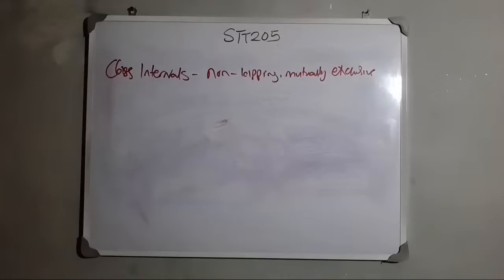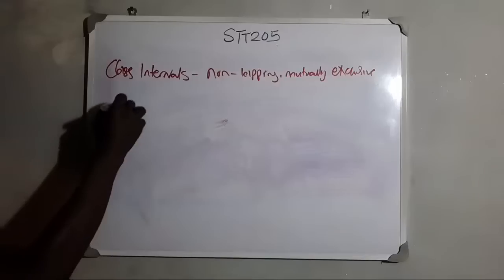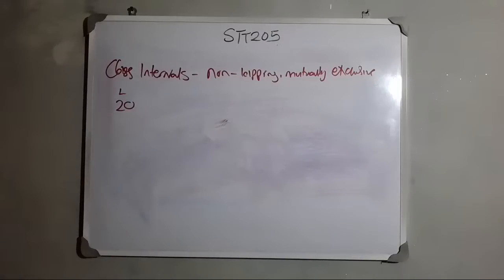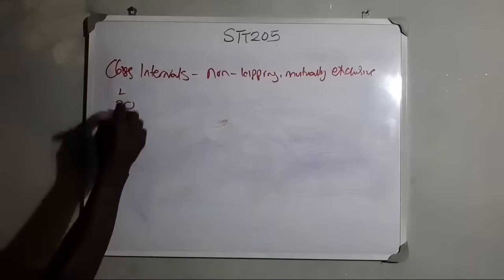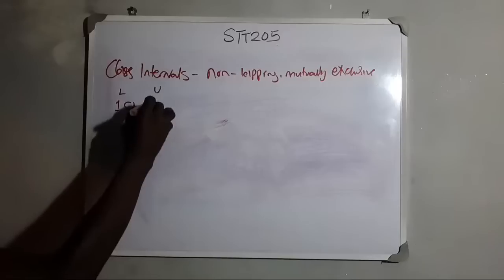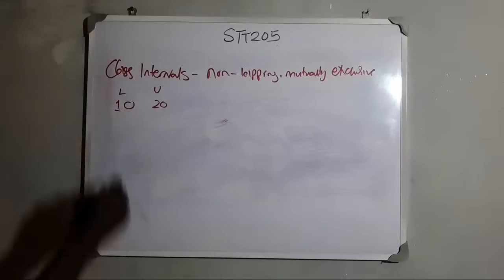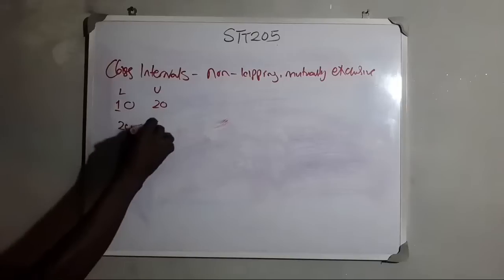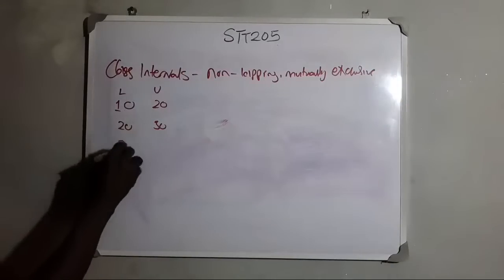Now we also have class limits. There are two sides to it: the lower and the upper class limit. For example, if we take 10 as the lower class limit, then the upper class limit could be 20. Then we have this as 20, and this could be 30. This is 30, and this could be 40, to each.